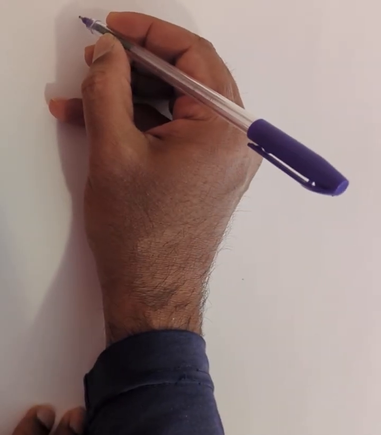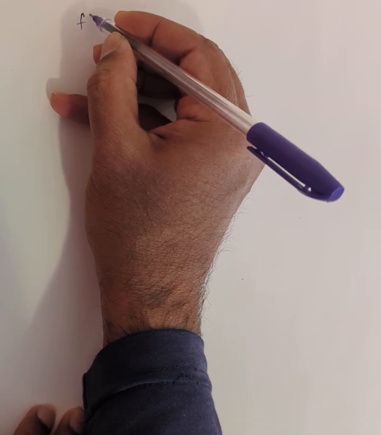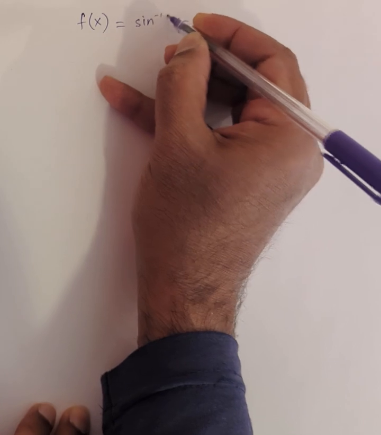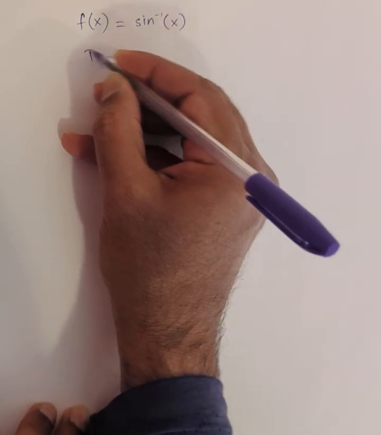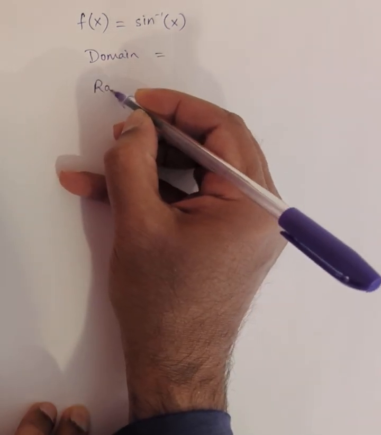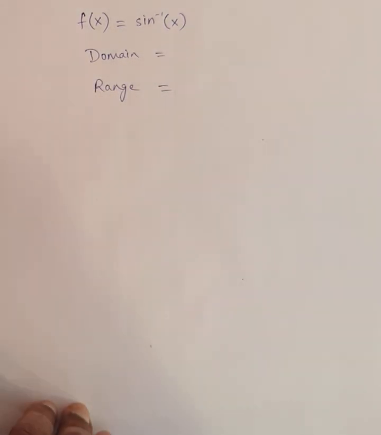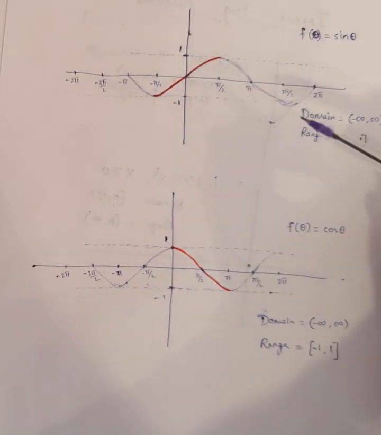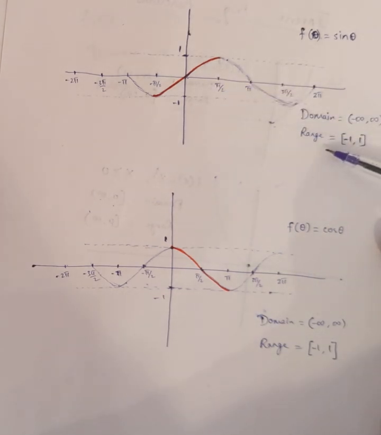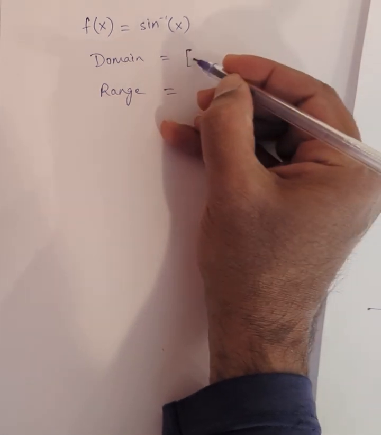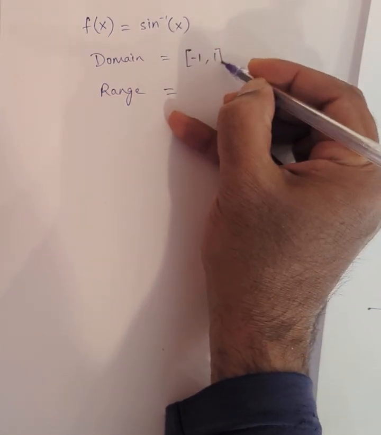So let's write down the domain and range for the inverse function. If I say f of x equals sine inverse x, let's write the domain and range. Domain and range for inverse functions switch. So whatever the range here, I'm going to have as the domain, which means the domain would be from negative 1 to positive 1, closed interval.